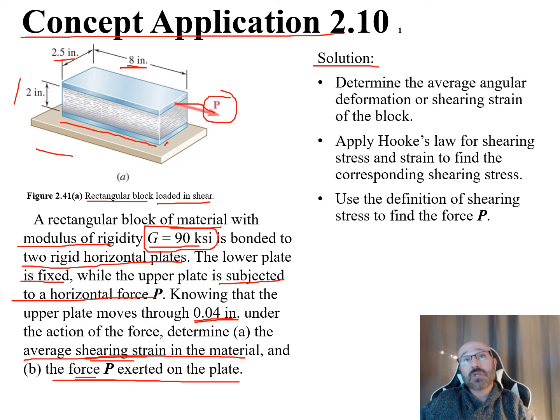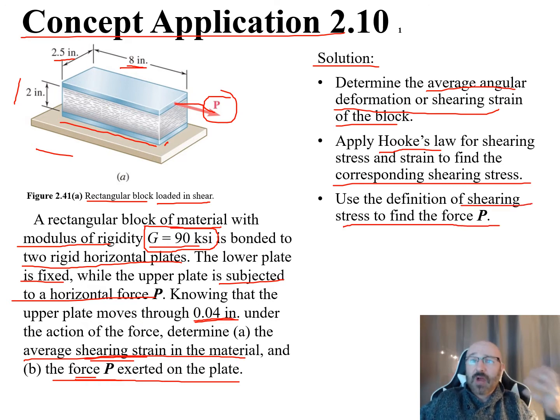Now, for the solution, we're going to solve this in different steps. The first step is to determine the average angular deformation, or the shearing strain, of the block, which we talked about in the previous couple of slides. Then we need our governing equation. We're going to apply Hooke's law for shearing stress and strain to find the corresponding shearing stresses. And then we'll use the definition of shearing stress to find the force P. So this is our plan of attack for this problem.